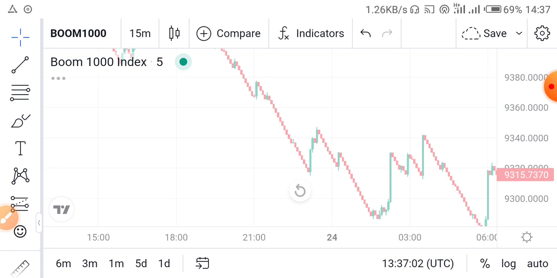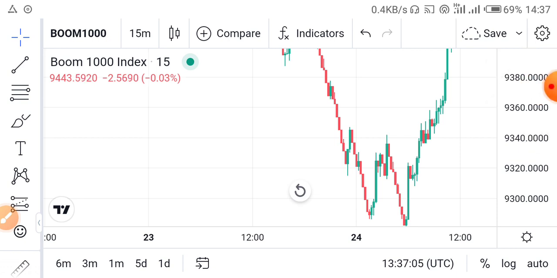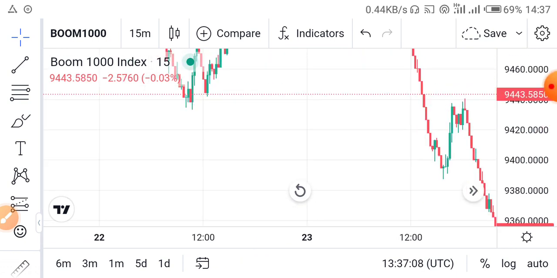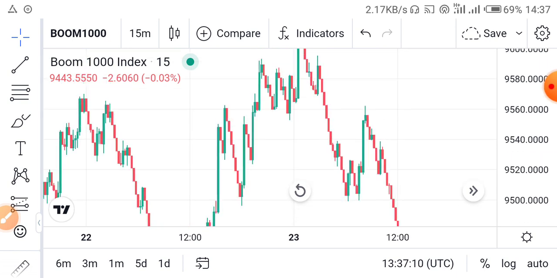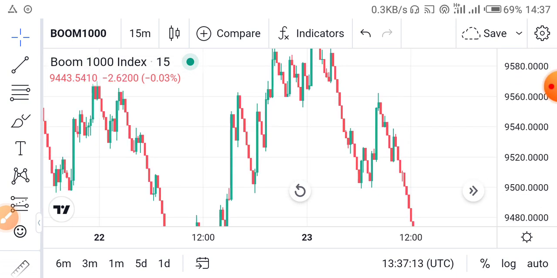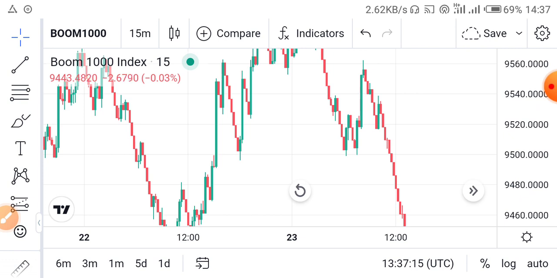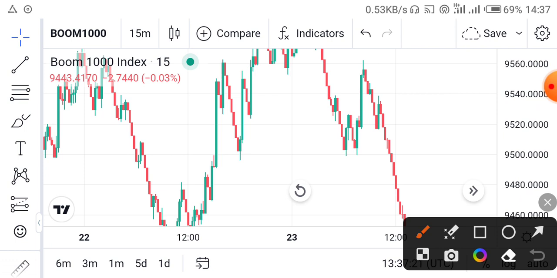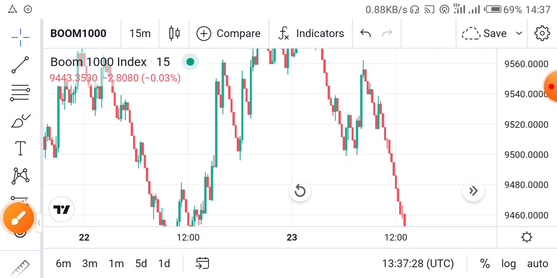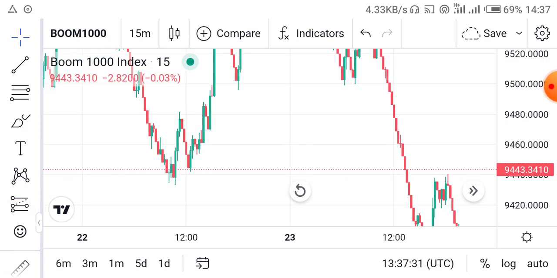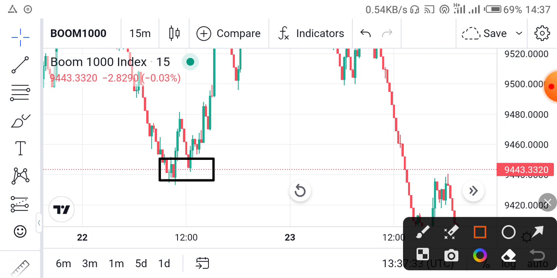So let me check for another pattern, another opportunity, which would have given us money if we had wanted to trade. Here's a double bottom right here. Here's an opportunity right here. That's a double bottom right there. Let's keep checking. Okay, there's another double bottom right here. And as you can see, the price came here.